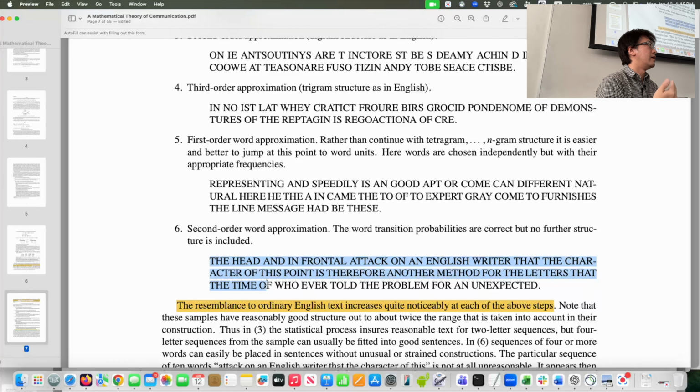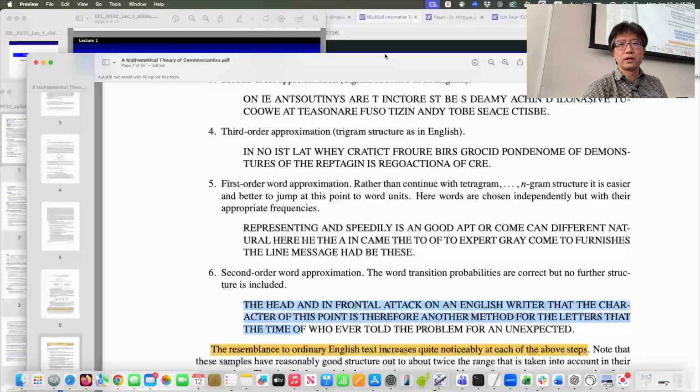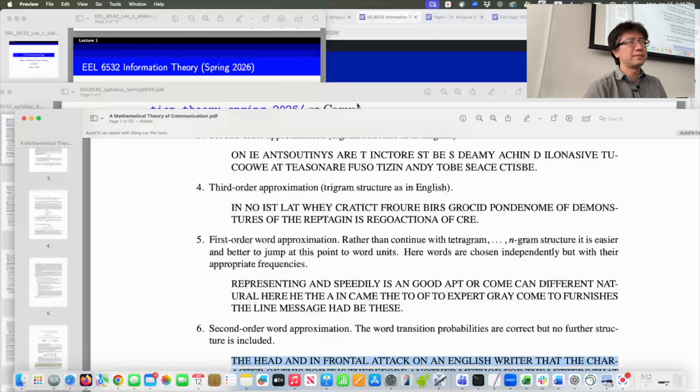Lots of ideas and answers are from this paper. I don't think people remember it, so I strongly suggest you read this paper. It's a very, very well written paper and very easy to read. Okay, great. And now let's go back to our syllabus. Does that make sense? Okay. Syllabus.